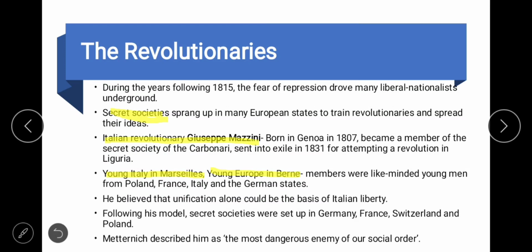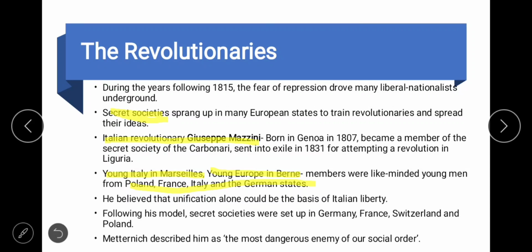The members of these societies were like-minded young men from Poland, France, Italy, and the German states. Following his model, many secret societies were set up in Germany, France, Switzerland, and Poland. Mazzini's relentless opposition to monarchy and his vision of democratic republics frightened the conservatives, and Metternich described him as the most dangerous enemy of their social order.